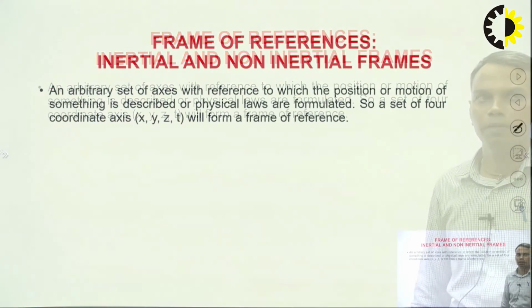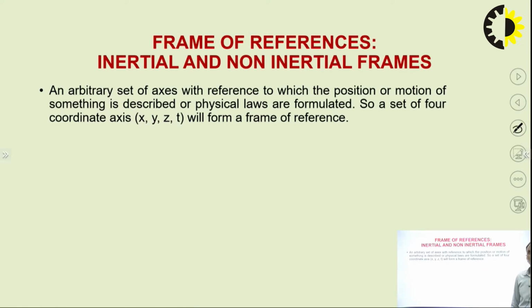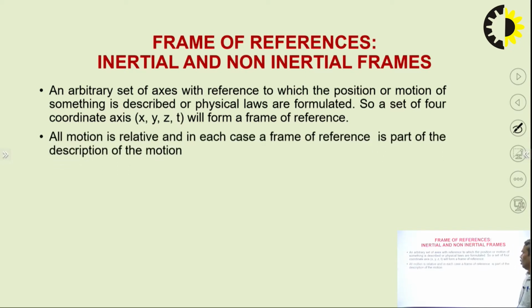So, frame of reference. A frame of reference is nothing but a coordinate system, and we all know the Cartesian coordinate system and the spherical system. It is an arbitrary set of axes with reference to which the position or motion of something is described or physical laws are formulated. A set of 4 coordinate axes x, y, z, t will form a frame of reference. All motion is relative. In each case, a frame of reference is a part of the description of motion.